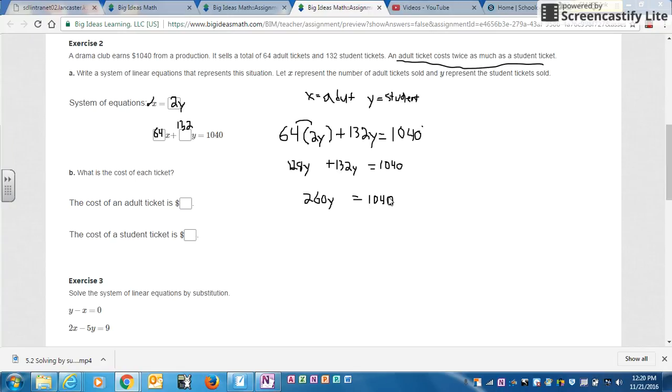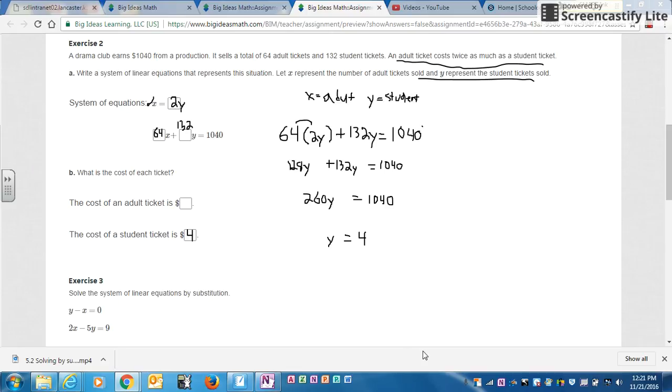And what's my last step? Hopefully by now you're solving one-step equations. I'm going to divide both sides by 260, and it's nice because 1040 divided by 260 gives me a nice whole number of 4. So a student ticket, y, is $4. So how do I figure out how much an adult ticket is? I want to see if you can do that on your own. And if you can't, then you'll have to do a guess and check method. But you do know that an adult ticket costs twice as much as a student ticket. So I'm really hoping that if you figured out that a student ticket was 4, you'll be able to figure out what the adult ticket was.